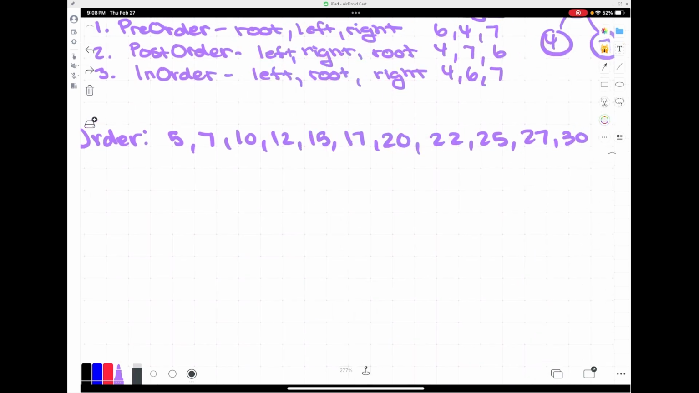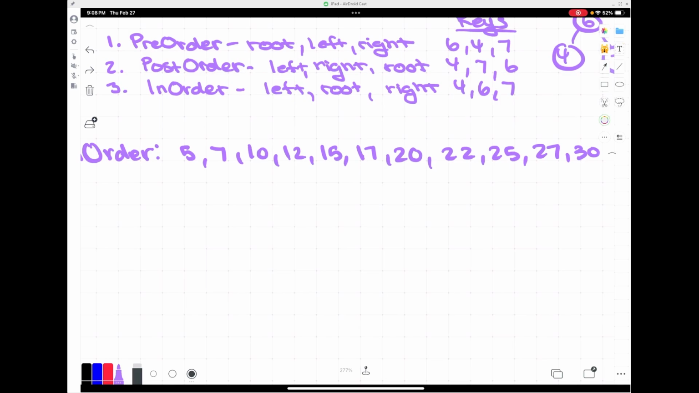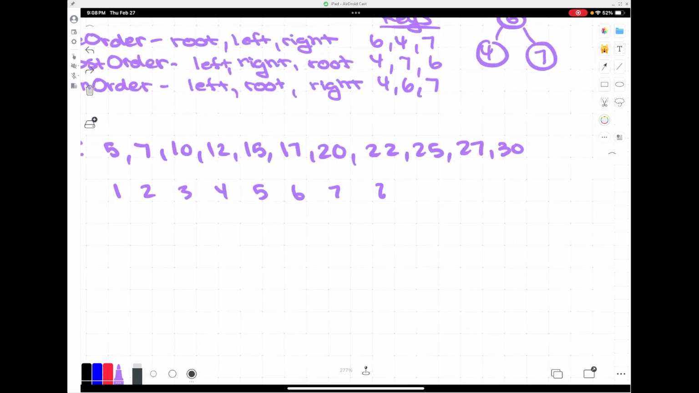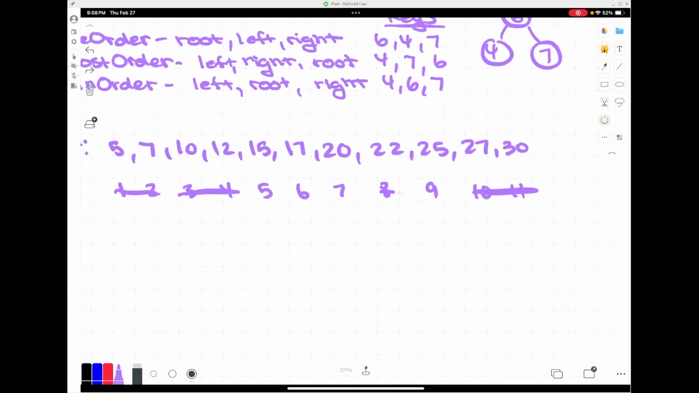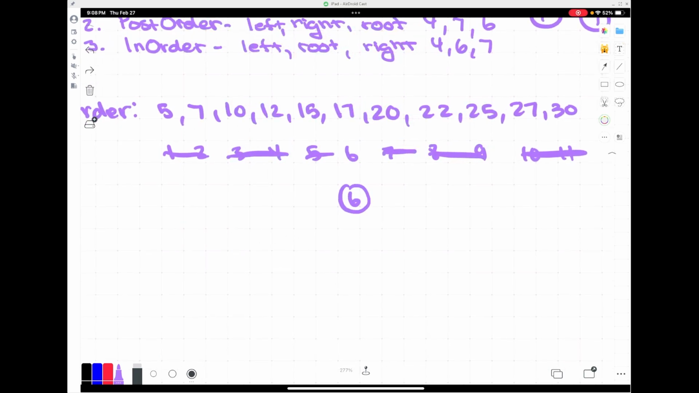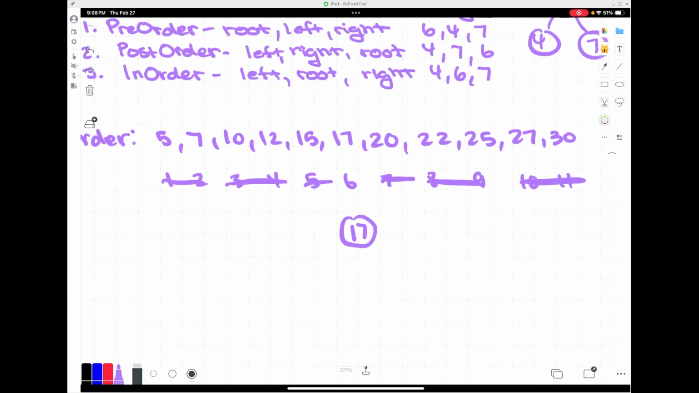Okay, so in order, it's pretty similar, except this time it's left, root, right. So your root's going to be in the middle of this list. What I like to do is I like to just go 1, 2, 3, 4, 5, 6, 7, 8, 9, 10, 11, and I'll cross 2 at a time. And our middle is 6, so 6 is going to be our root node. Oh, sorry, it's not 6, it's 17. 17 is going to be our root node.